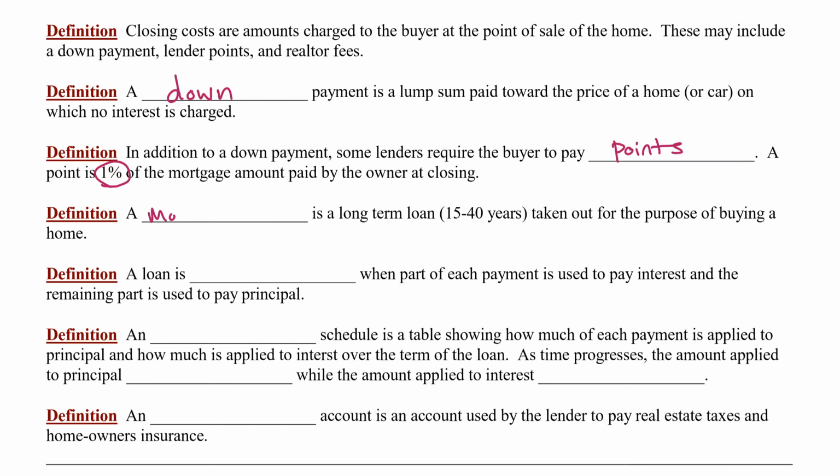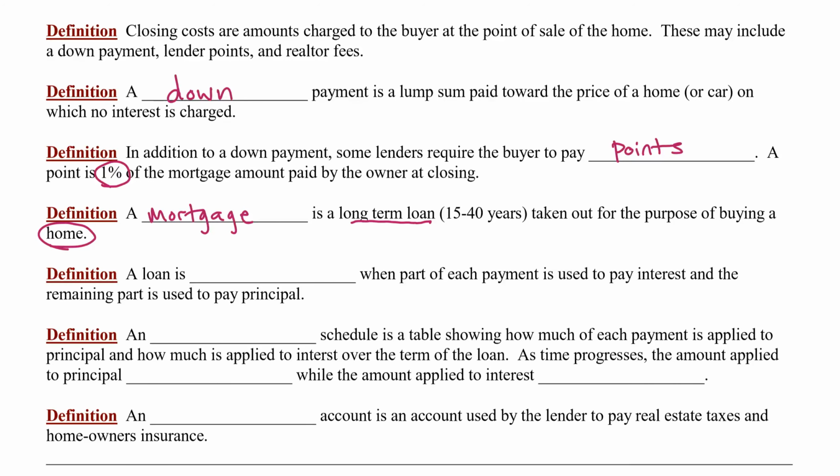Now, a mortgage is a long-term loan, between 15 to 40 years, taken out specifically for the purpose of buying a home. Now, we're going to see that the way we calculate a house payment is exactly the same way that we calculate a car payment. The formula is one and the same. But a mortgage is specifically named so that it covers this long-term possibility, and it's for the specific purpose of buying a home.